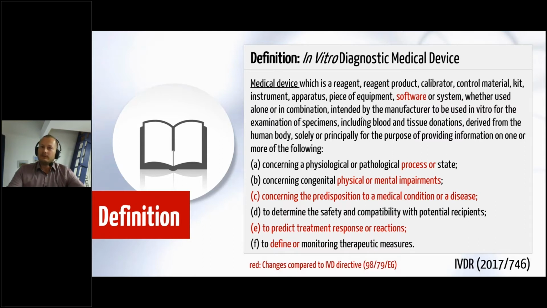Whether used alone or in combination, intended by the manufacturer to be used for the in vitro examination of specimen, including blood and tissue donation derived from the human body, providing information for one or more of the following medical purposes. And here you see again concerning a physiological or pathological process or state, concerning a congenital physical or mental impairment, and concerning the predisposition of a medical condition or disease. You see here the predisposition is within the scope now indicated in red.